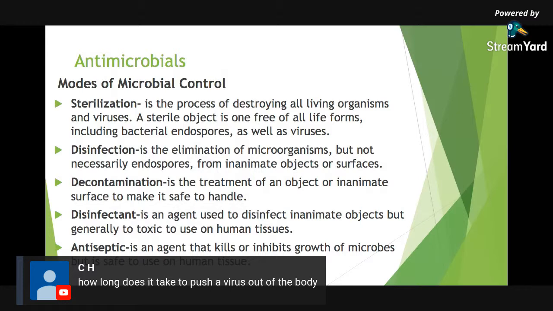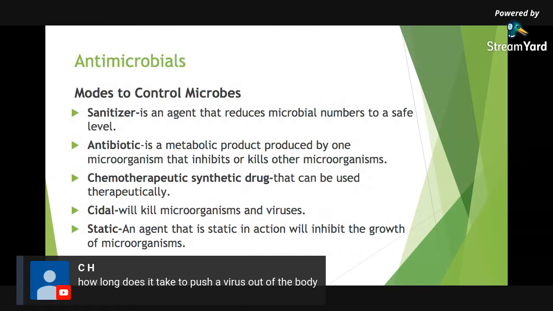A disinfectant is an agent used to disinfect inanimate objects, but is generally too toxic to use on the human body. Bleach is an example of a disinfectant. We use bleach to disinfect a lot of things, but it's recommended that you don't use bleach on your body because it can be corrosive. An antiseptic is an agent that kills or inhibits growth of microbes but is safe to use on human tissue. A sanitizer is an agent that reduces microbial numbers to a safe level.